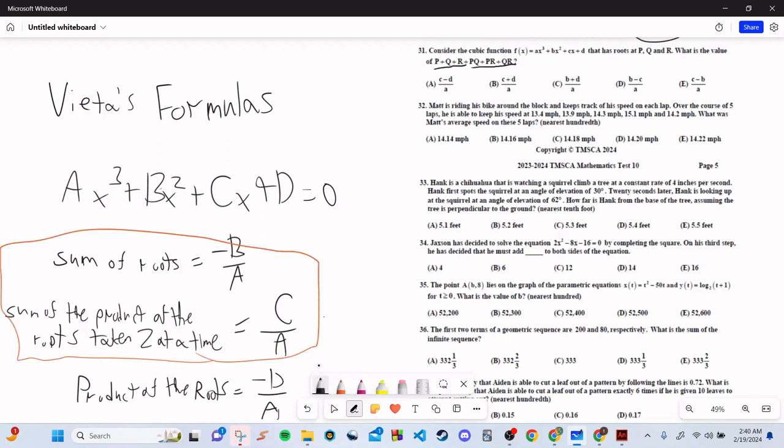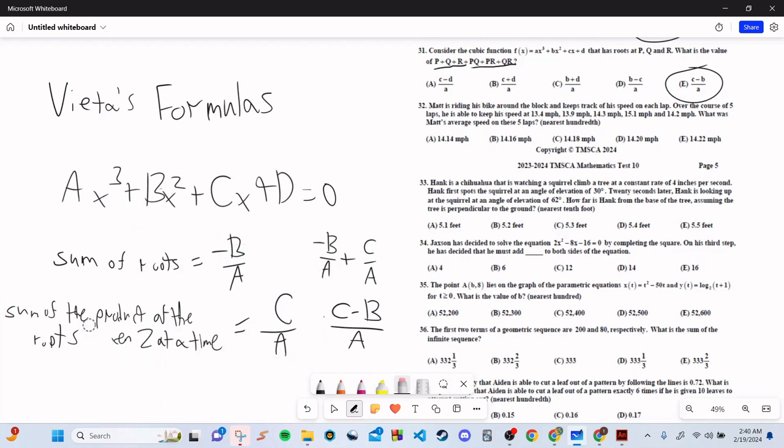So we wanted to get the sum of the roots, so that's going to be negative b over a, plus the sum of the roots taken two at a time, so that's plus c over a. Well, we combine these fractions, we're going to get c minus b over a, and so that will be answer choice E. So just make sure you know Vieta's formulas for these kind of questions. They're useful in a bunch of other algebraic questions as well.